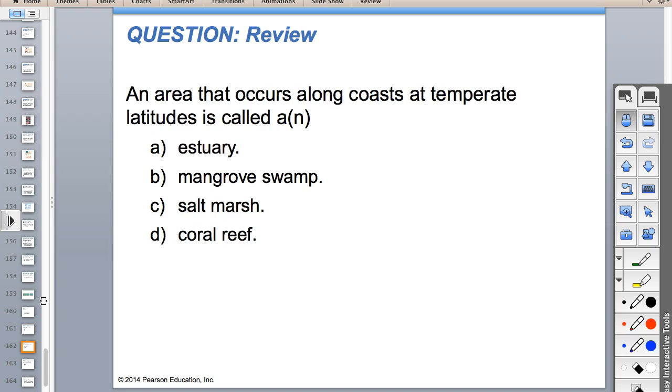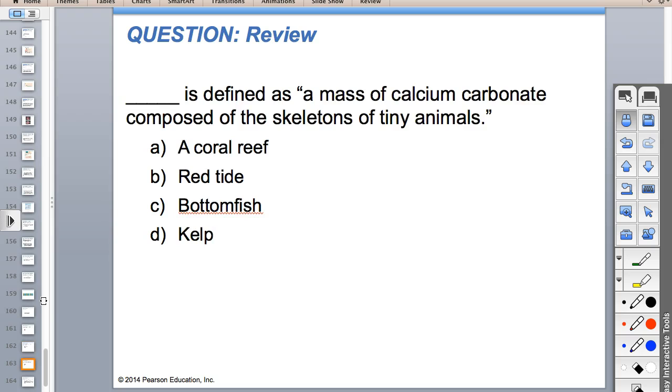An area that occurs along coast at temperate latitudes, and temperate is the operational term there. That's where we live. Taylor, what you got? Which one? B. Okay, a mangrove swamp is actually going to be in tropical areas. So temperate is kind of where we live. And if we go to Savannah, we see a salt marsh. And so that's C. Well, it was one of those two, so good guess.